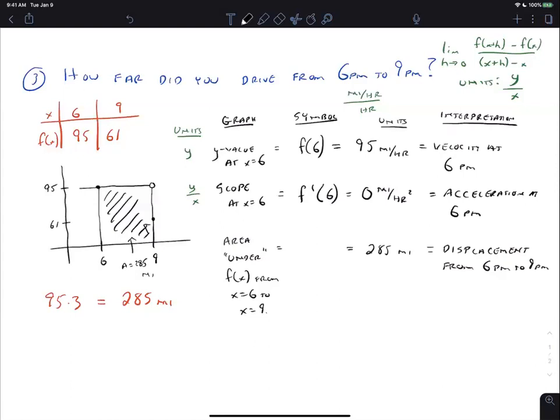All right. So then why is this not square miles? Why is that miles? Because you're multiplying miles per hour by hours, so the hours cancel. Yep. So 95 is miles per hour. Does that make sense to everybody? 3 is hours. So the hours cancel and you get miles.